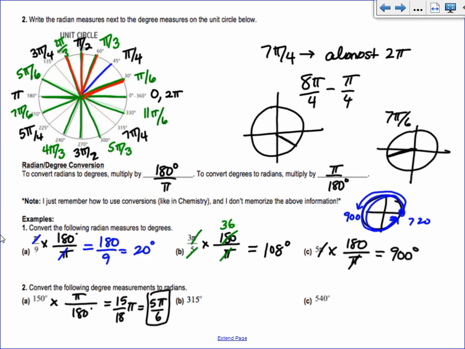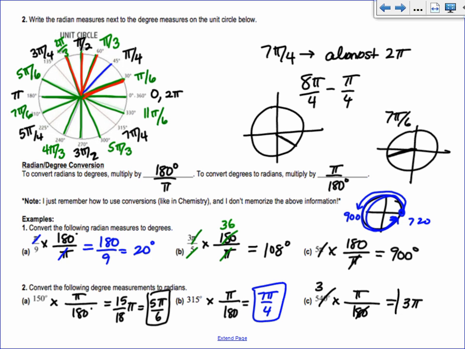All right, 315 degrees. All right, reduce out. I think 45 goes into both of them. I think it ends up being 7 pi over 4. You can check with your calculator, but I think it's 7 pi over 4. Yeah, it's in the circle, right? So you can look there. 540. Reduce. I think it reduces out to 3. So you get 3 pi. Okay, so that's just converting.